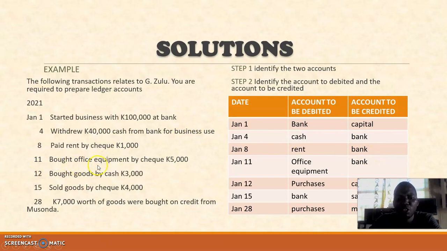Transaction 11, bought office equipment by check. The accounts involved here are office equipment and bank. So the double entry will be that we shall debit office equipment and credit bank account, since bank is giving to office equipment. On 12, bought goods by cash 3,000. When you hear the words bought goods, it means these are purchases. So we have purchases account and cash account. The double entry here will be that purchases is going to be debited while cash is going to be credited because we are paying for purchases.